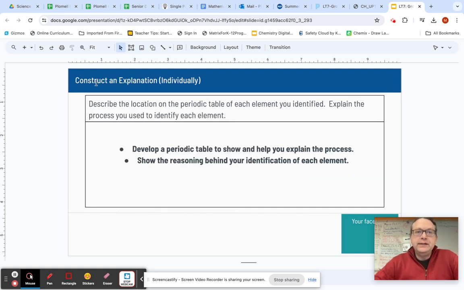Now, once you've identified them correctly, individually describe the location on the periodic table for each element and explain the process that you used. Make a periodic table to show and help you explain it, and really show the reasoning behind your identification for each element to get full credit.